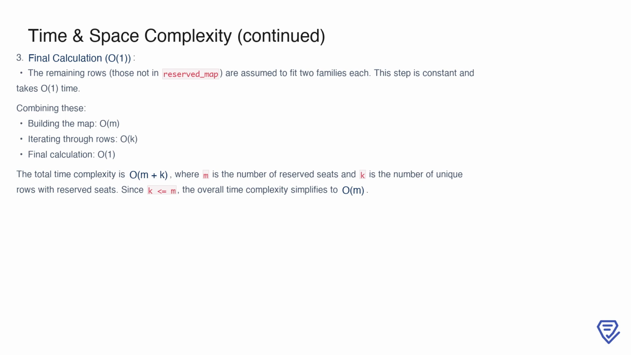Since the number of unique rows with reserved seats, k, is always less than or equal to the total number of reserved seats, m, the time complexity simplifies further to O(m). This means the solution runs efficiently, scaling linearly with the number of reserved seats.